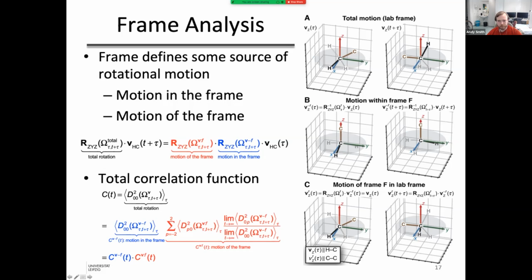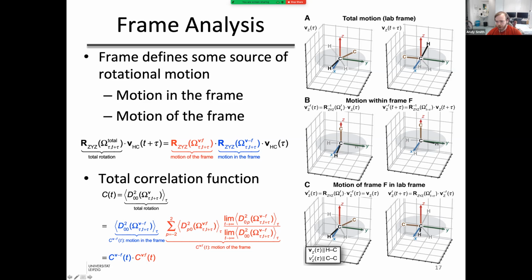To define a frame, I just take a frame where the carbon-carbon bond stays fixed along Z. If I do this, I get just the methyl rotation, and obviously I've removed the carbon-carbon motion. So that's motion in the frame. I figure out what the rotation matrices are for that, and from that, I can extract a correlation function.